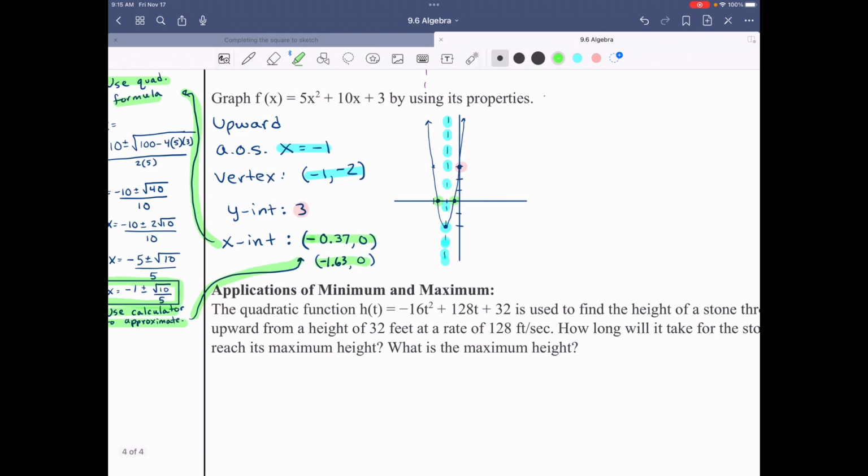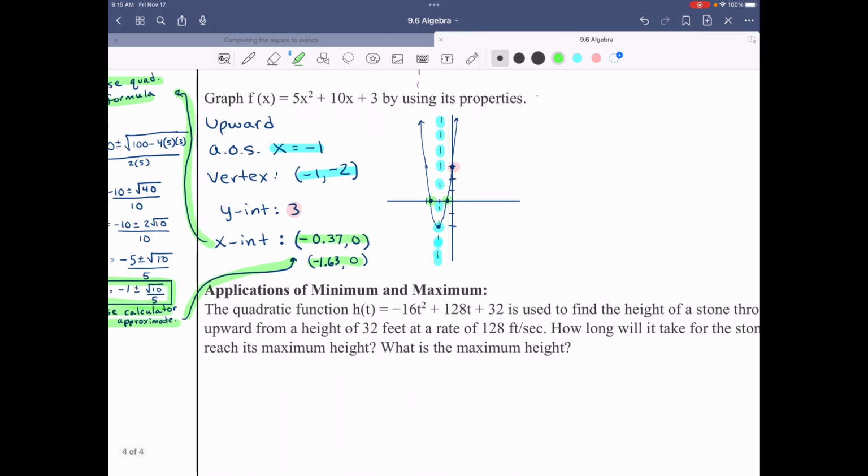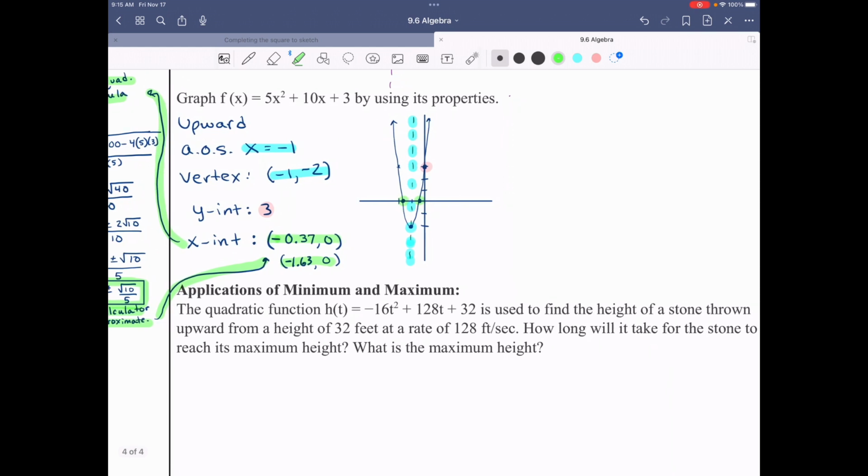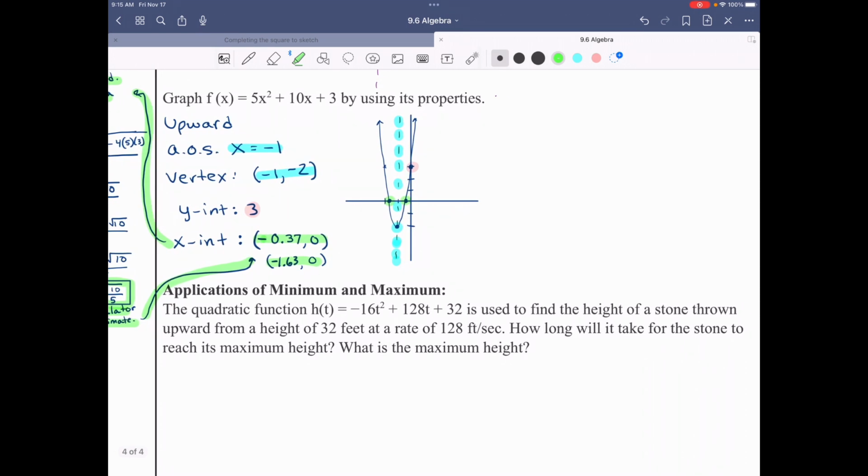Applications of minimum and maximum. The quadratic function h of t equals negative 16 t squared plus 128 t plus 32 is used to find the height of a stone thrown upward from a height of 32 feet at a rate of 128 feet per second. And you can see those values in the function. How long will it take for the stone to reach its maximum height? What is the maximum height?